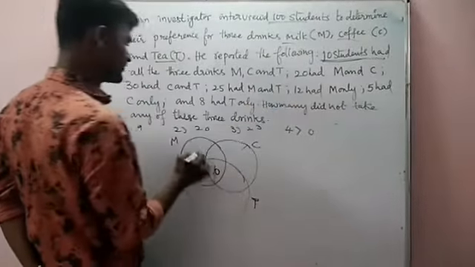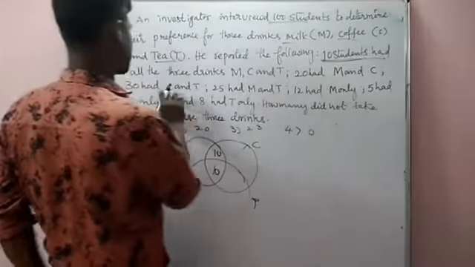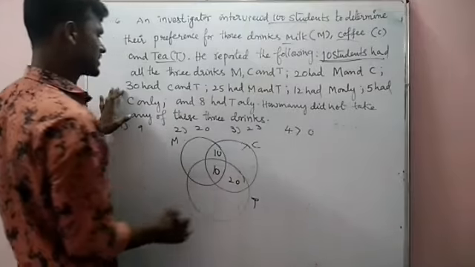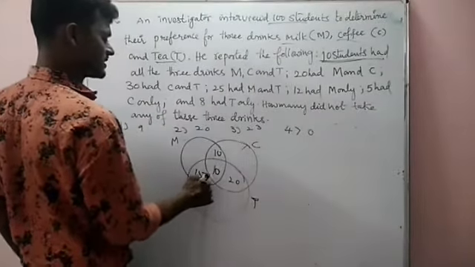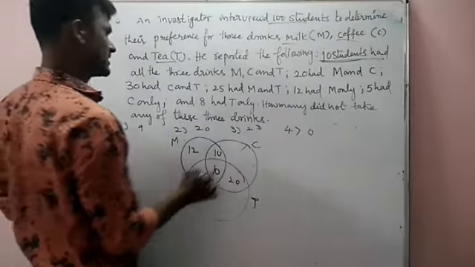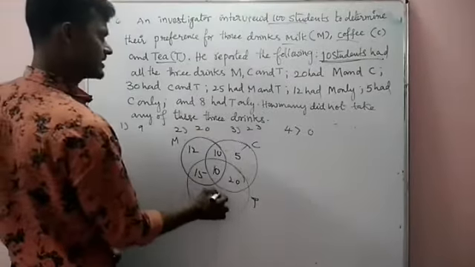20 had milk and coffee. Here milk and coffee: 10 plus 10, 20. Next, 30 had coffee and tea. Here 10 plus 20, 30. Next, 25 had milk and tea. Here 15 plus 10, 25. Next, 12 had milk only, and 5 had coffee only. Next, 8 had tea only.